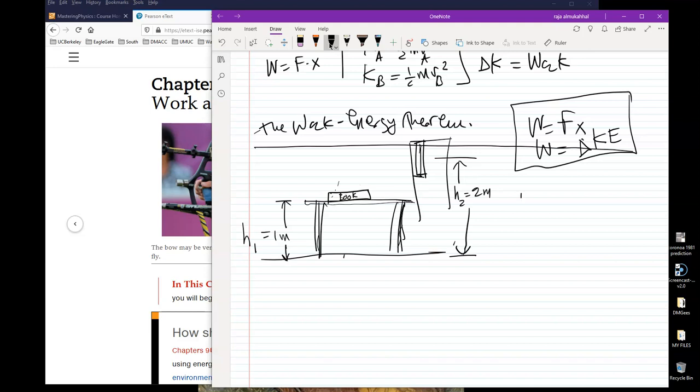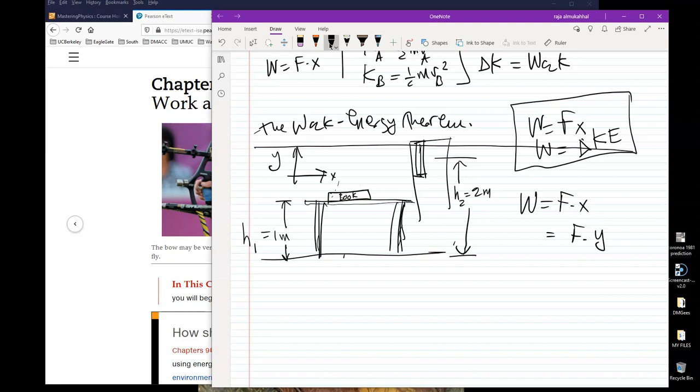Remember, we said work is force times distance. For this case, the distance is in the vertical direction. If I call this x and this y, I can call it force times y. And what is this force? Well, in order for me to lift it, I have to lift it with the weight of the book.